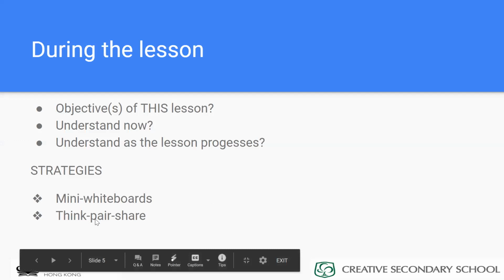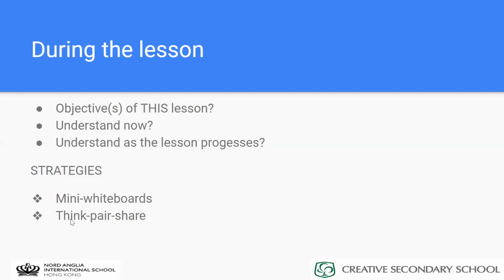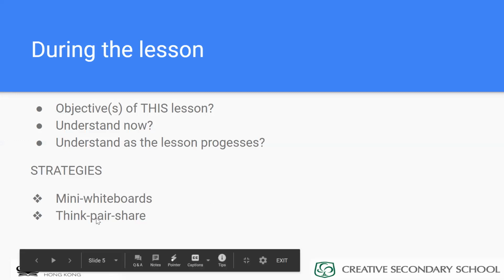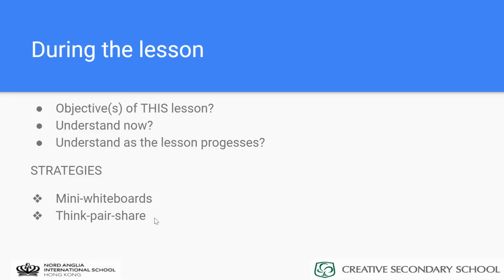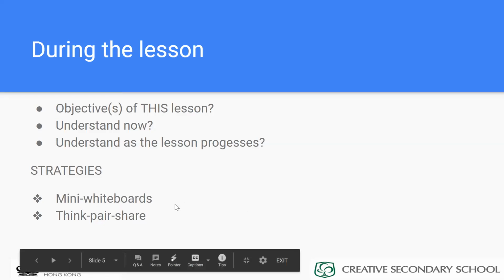Then we have the think, pair, share. You ask someone a question, then they work together in a group, in a pair or in a three, and they discuss what they're thinking, and then they can share. You pick a group to share their ideas, or two groups to share their ideas afterwards. So absolutely classic.